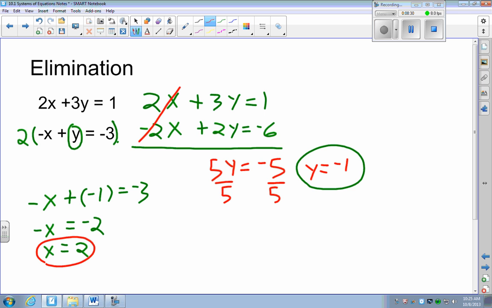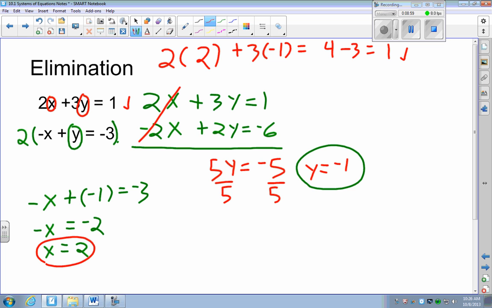Now if you wanted to check to make sure those are correct, you can throw your x into your x up here and your y into your equation, and they should get you 1. So we'll have 2 times 2, which is 4, plus 3 times negative 1, which is equal to 4 minus 3, which equals 1. And so we're good.